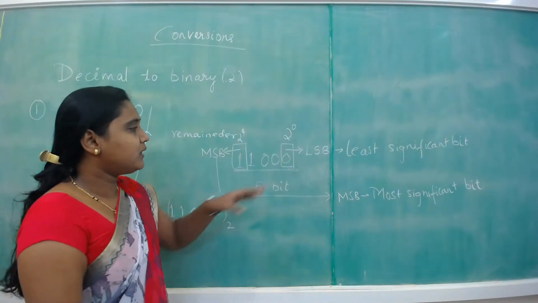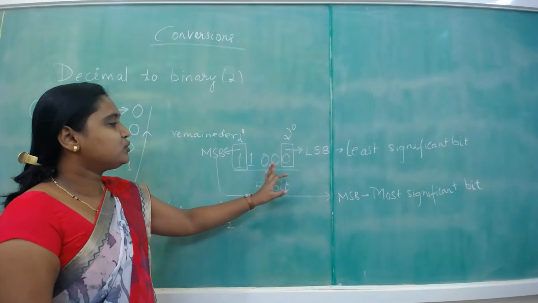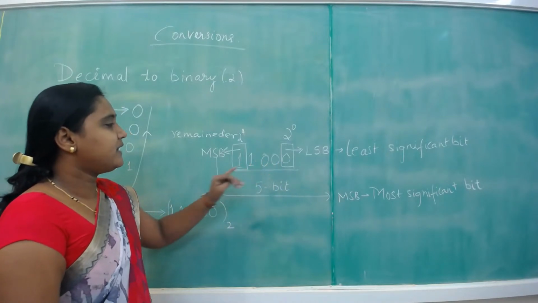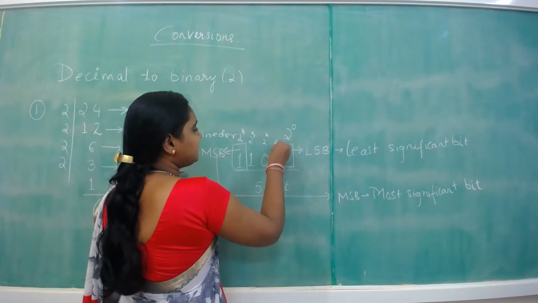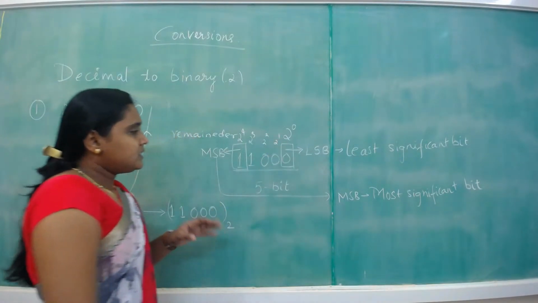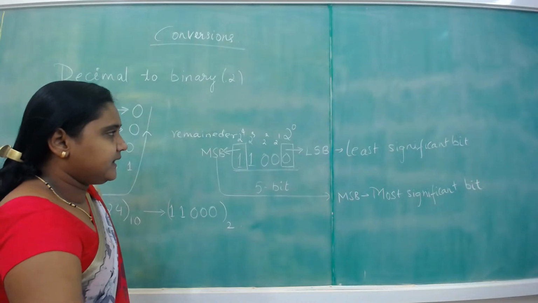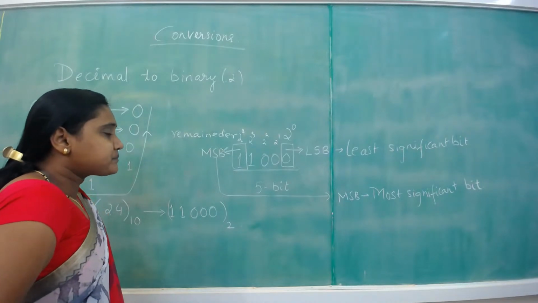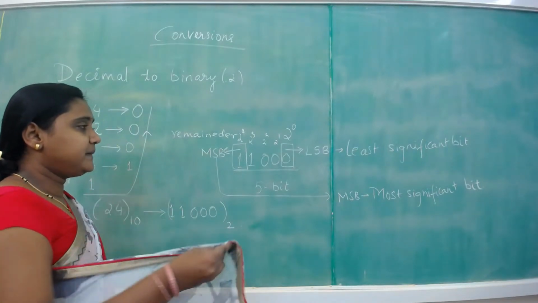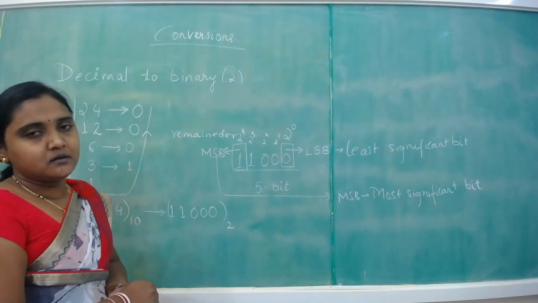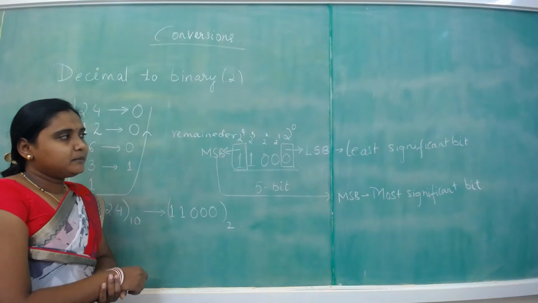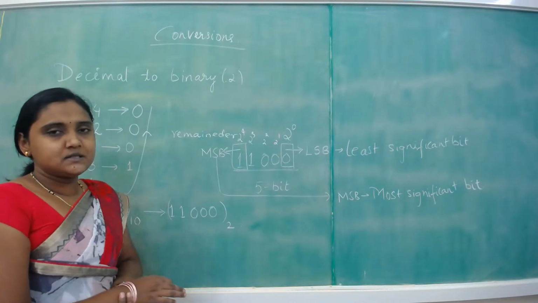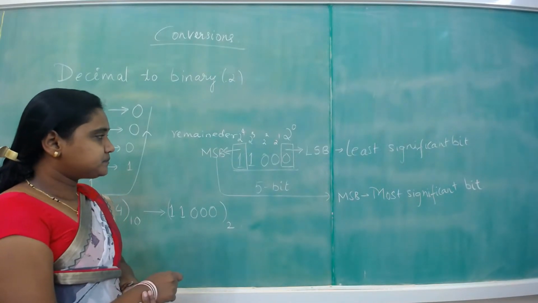This has the value 1. This will have the value 2. This will have the value 4. This will have the value 8. That is 2 to the power of 3, 2 to the power of 2, and 2 to the power of 1. So the least significant bit can be defined as the rightmost bit in a binary number, the one that has the least place value.